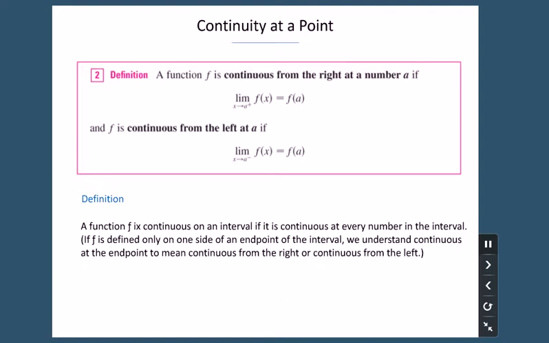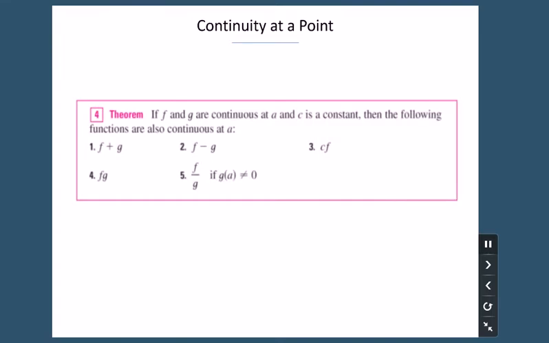A function f(x) is continuous on an interval if it is continuous at every number in the interval. If f is defined only on one side of an endpoint of the interval, we understand continuous at the endpoint to mean continuous from the appropriate side. Continuity at a point. Theorem.